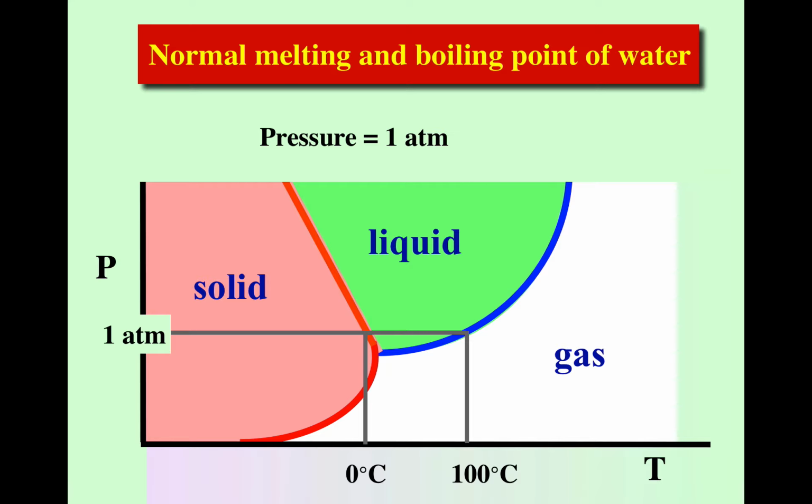So if I increase the temperature past 100 degrees Celsius, I'm in the gas phase. If I increase the pressure above 1 atmosphere pressure, I'm in the liquid phase. So this is how you look at this diagram.